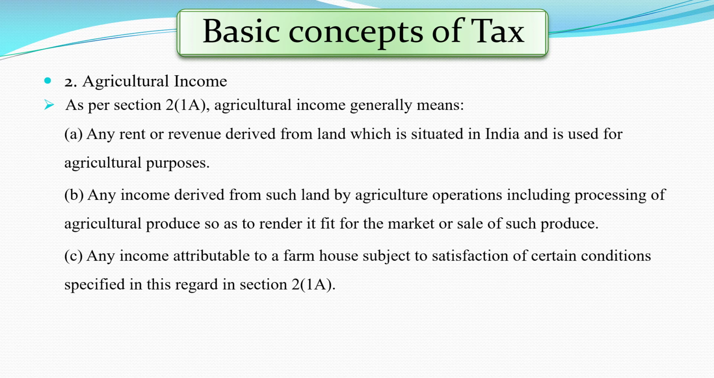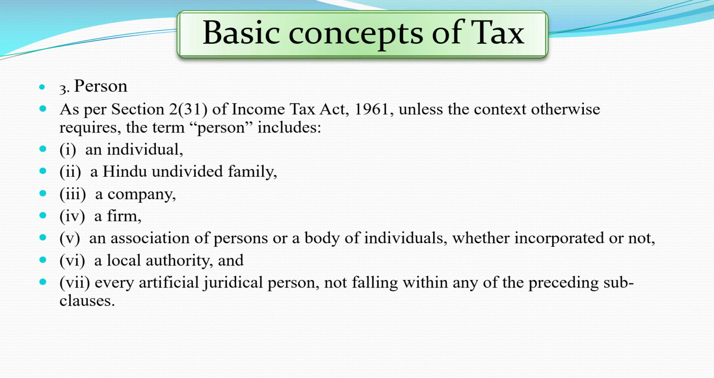In simple words, any income derived from the agriculture land by cultivation of any crop or any product will be treated as agriculture income. If the agriculture land is given on a rental basis, then the rent received by the person will also be treated as agriculture income. Next, the third item under basic concepts is the person. Person, in simple words, is a human being.